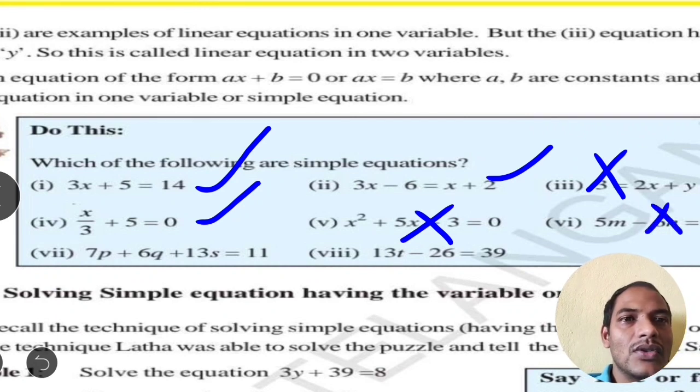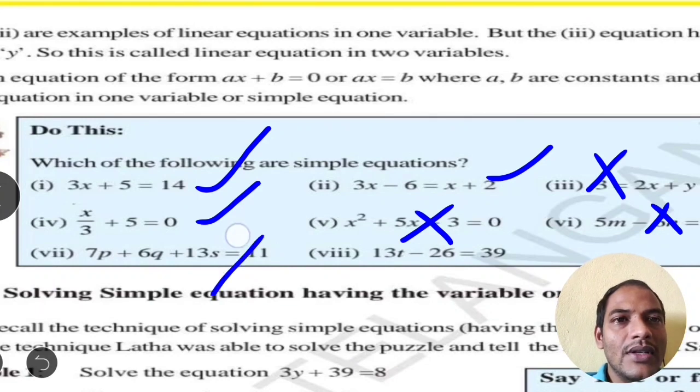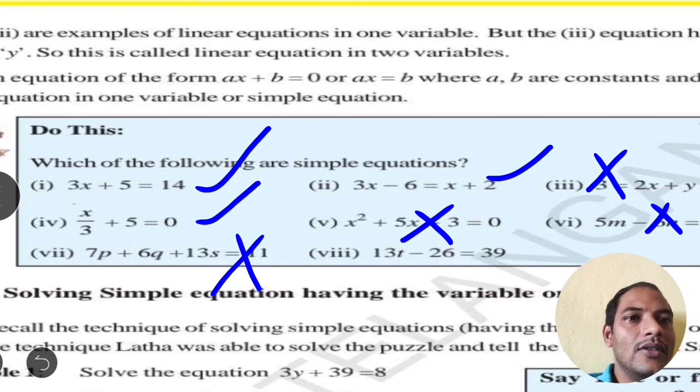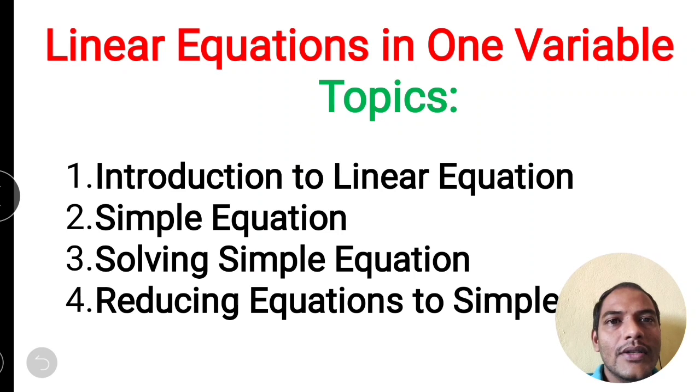Next, the seventh question is also not a simple equation because it has three different variables, which are p, q and s. Next, the eighth problem, 13t minus 26 equals 39, has only one variable and its degree is 1, so it is a simple equation. Next, third topic: solving simple equation.